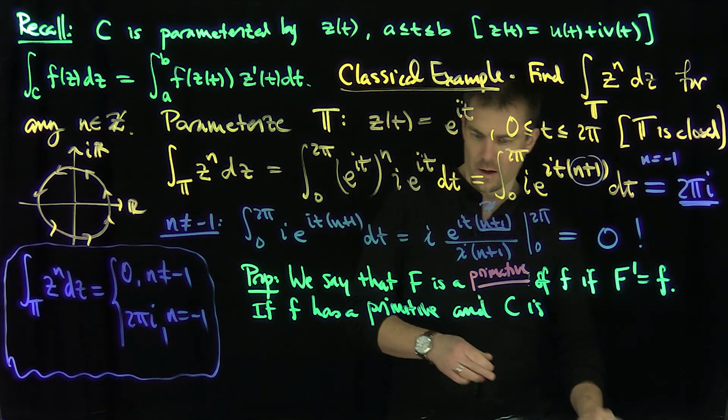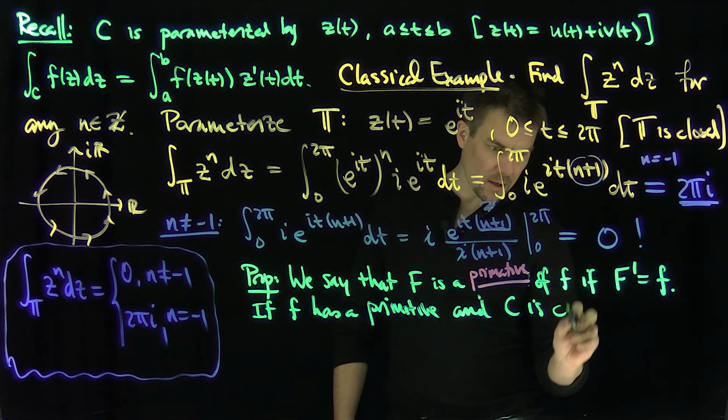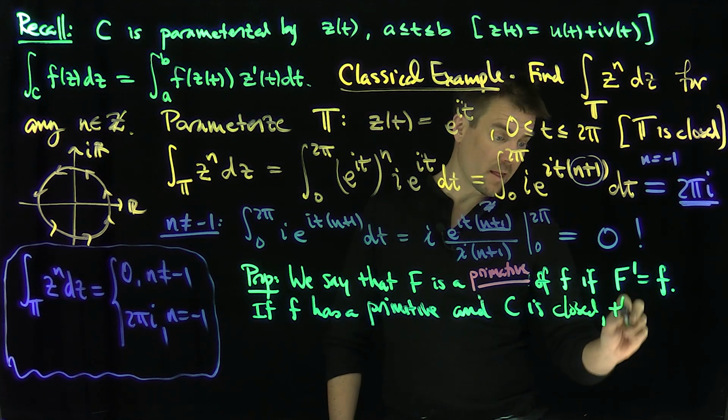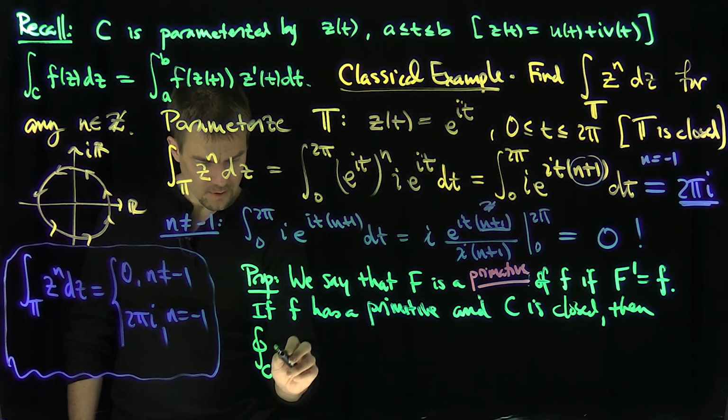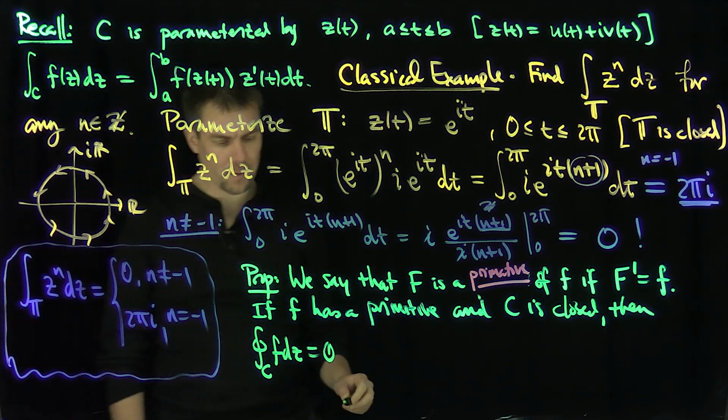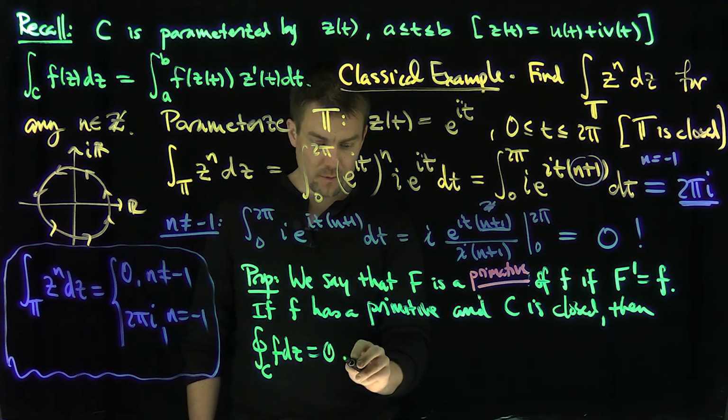Okay. And C is closed, then what? Then the integral of f dz is equal to 0, okay? And the proof of this is just a Calc 3 proof.